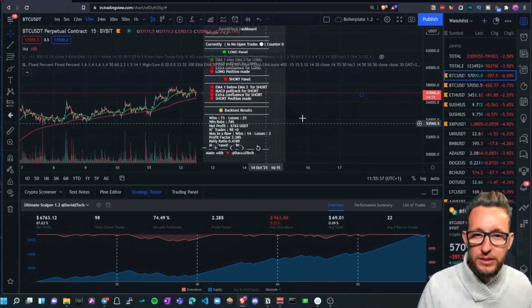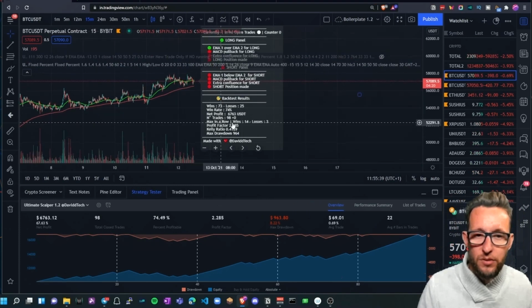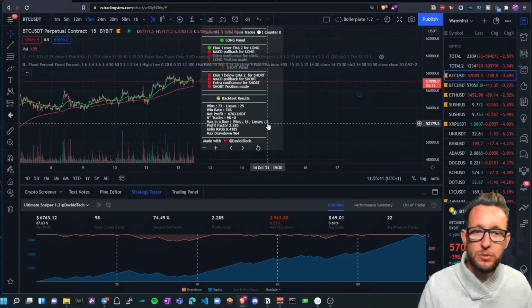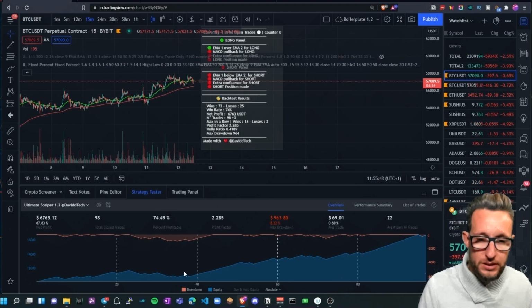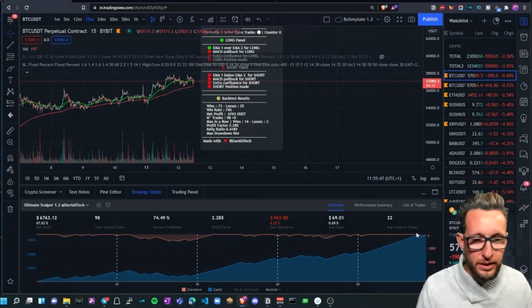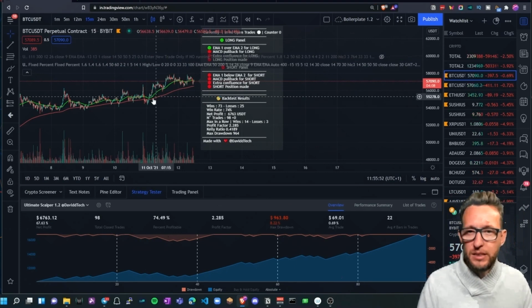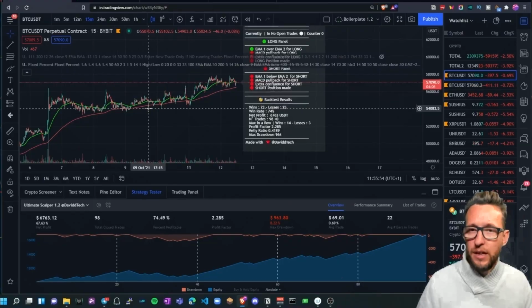If I go over here, we can see that our maximum wins in a row was 14 and maximum losses was 3, and our equity curve here is quite good at going in the right direction. Our pullback is hardly even visible, which is quite small, 8% maximum. So that's great, that's exactly what I wanted.